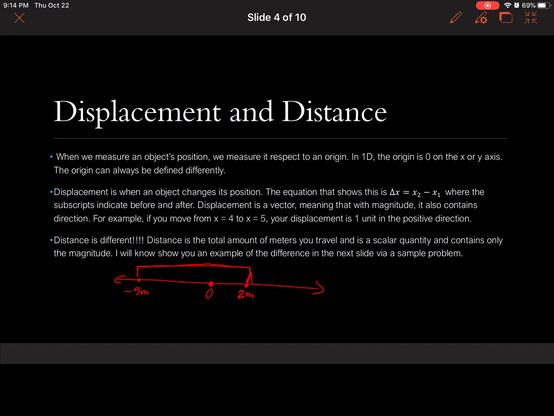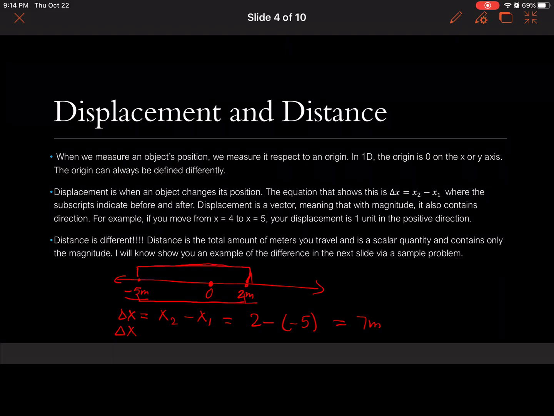But first, the displacement, if I move it from negative 5 to 2, x coordinate, so this would be change in x equal to final position minus initial, 2 minus negative 5, 7 meters displacement. Now, if I go the other way around, let's say I go back, then the final position is negative 5, and the initial position is 2, so it would be negative 7 meters.